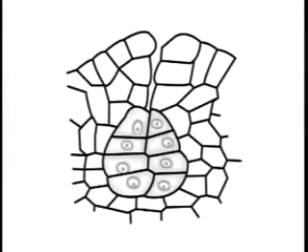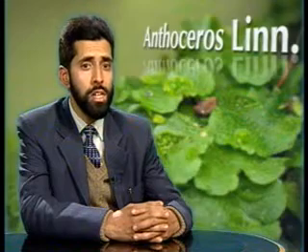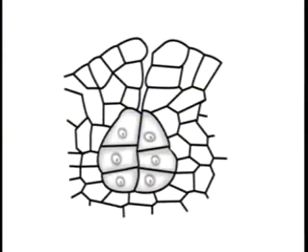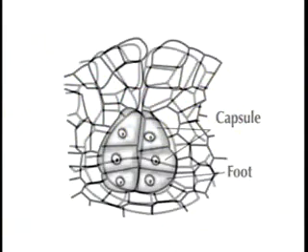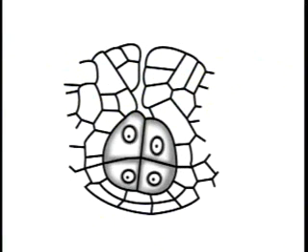Then it divides vertically, forming an 8-celled octant embryo. Sometimes one tier may divide transversely, forming a 3-tiered and 12-celled embryo, as in Anthoceros angustus, where the lower tier forms the foot and the upper 2 tiers form the capsule. In the case of Anthoceros crispulus, both the tiers divide transversely, forming a 4-tiered and 16-celled embryo, in which the lower 2 tiers form the foot and the upper 2 tiers develop into the capsule.